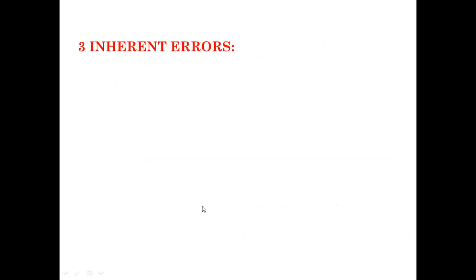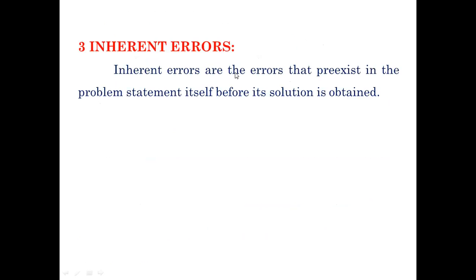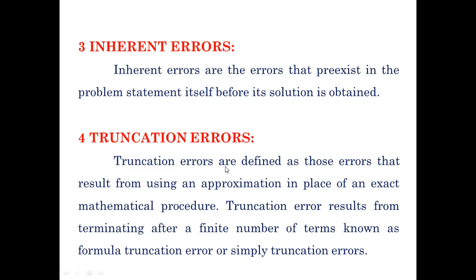Next, inherent errors. Inherent errors are the errors that pre-exist in the problem statement itself before its solution is obtained. Next is the fourth one, truncation errors. Truncation errors are defined as those errors that result from using an approximation in place of an exact mathematical procedure. Truncation error results from terminating after a finite number of terms, known as the formula truncation error or simply truncation errors.